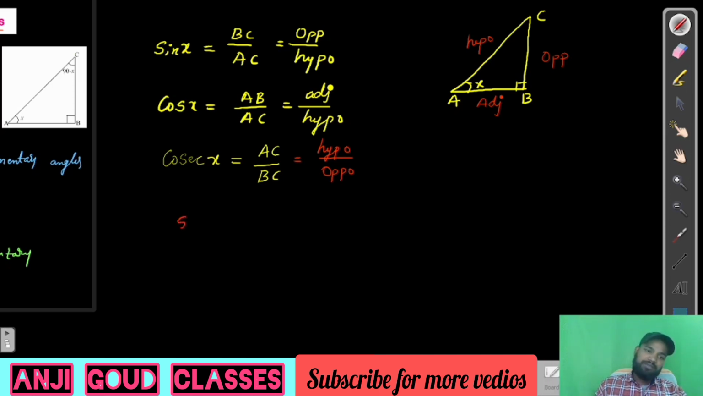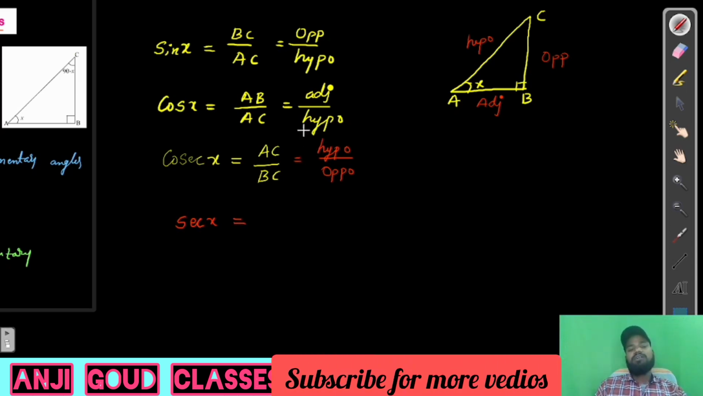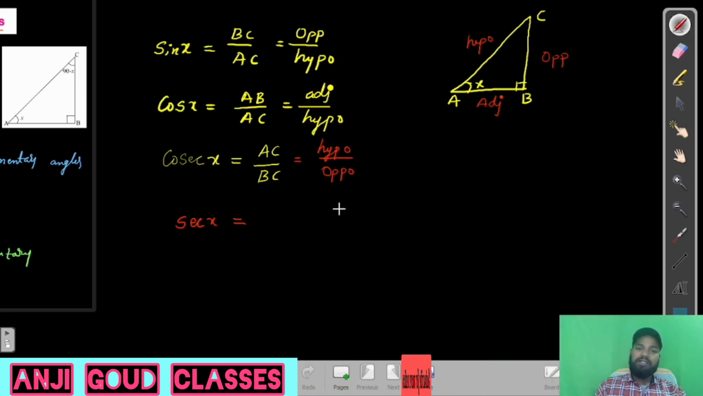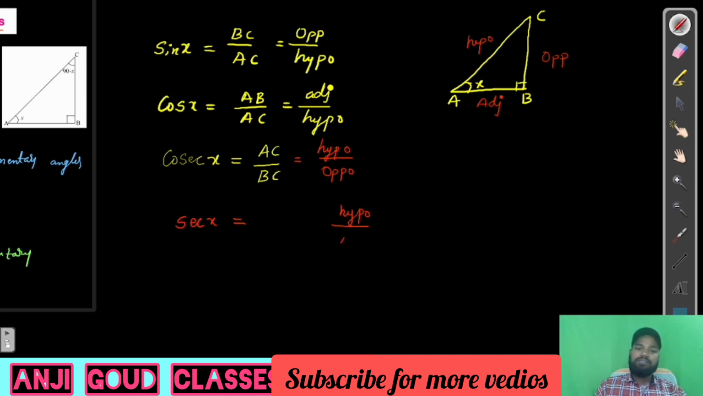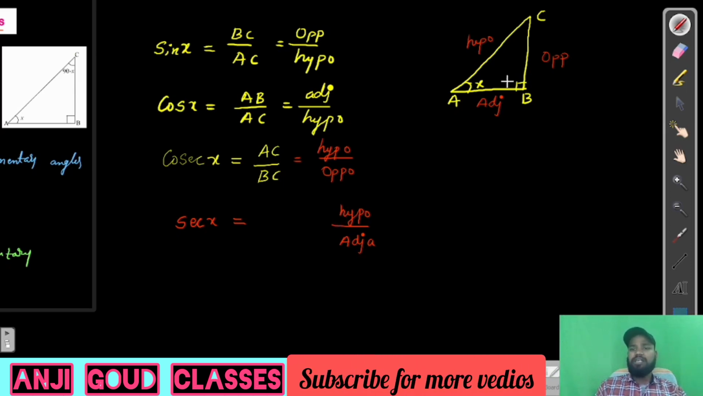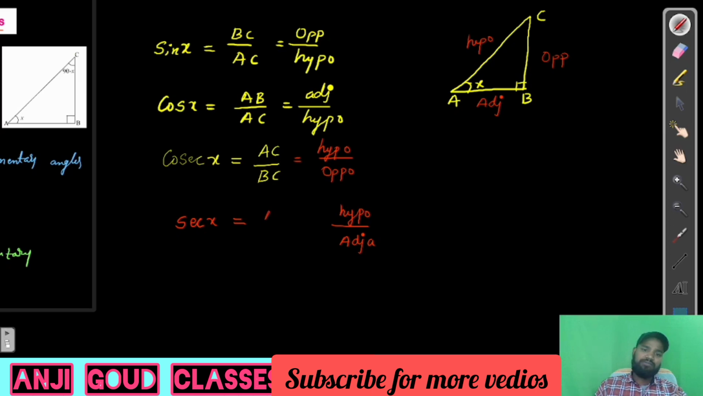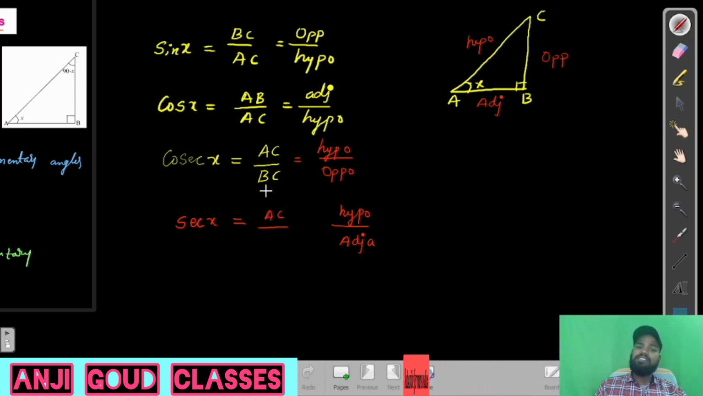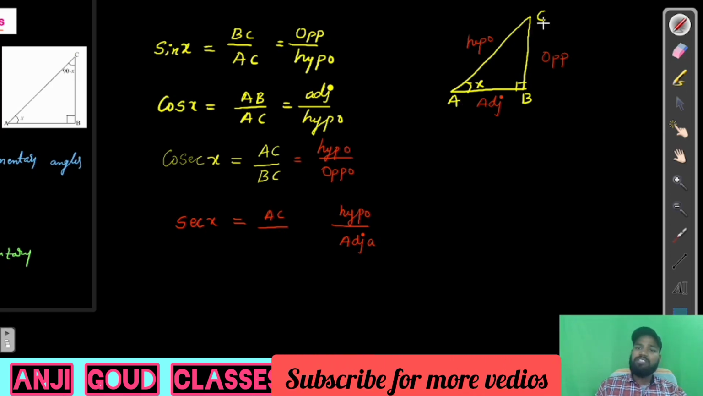Next, sin x, cos x, cosec x completed. Now sec x. What is the sec x formula? Sec x is the reciprocal of cos, so that is nothing but hypotenuse by adjacent. Hypotenuse is AC. What is adjacent here? Adjacent is AB.